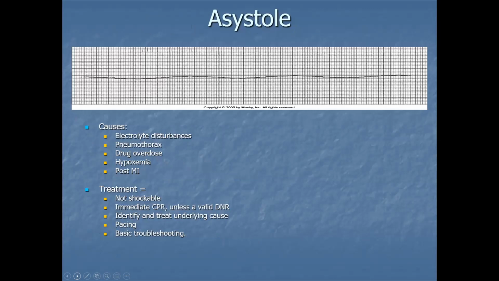Asystole, basically electronic disturbance. Some of the causes are your H's and T's: pneumothorax, drug overdose, hypoxemia, post-MI. It's not shockable. Immediate CPR unless there's a valid DNR.